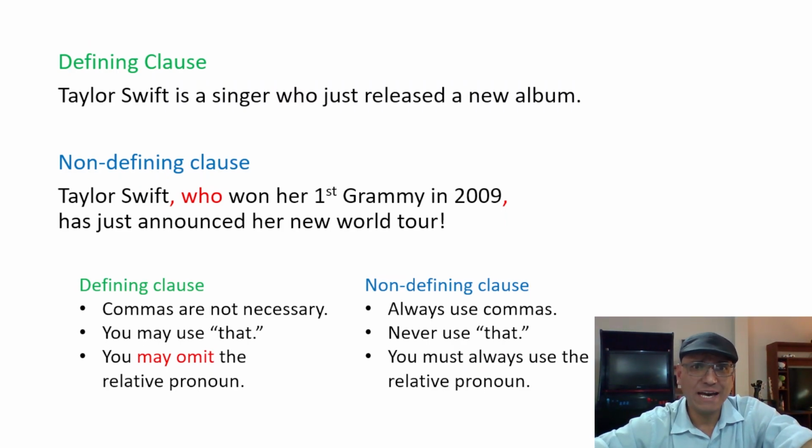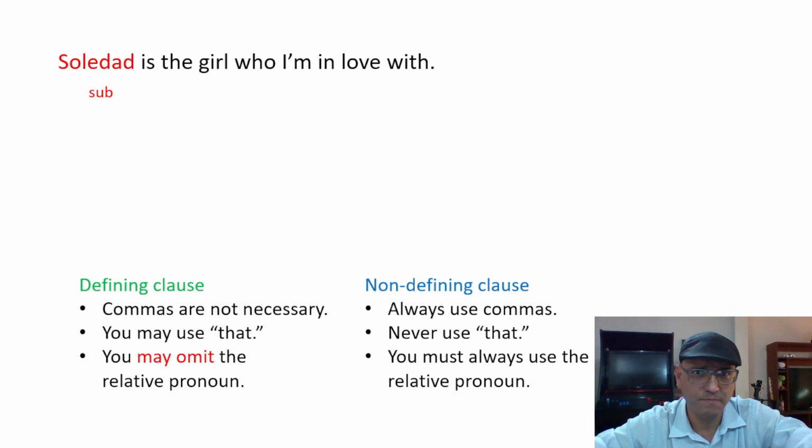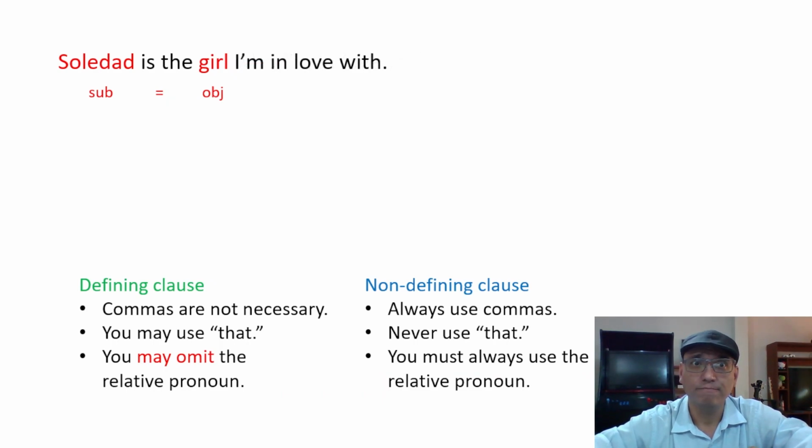So you could take out the relative pronoun, but this is where I might lose some of you guys, so let me explain in the simplest way possible, okay? Here's an example. Soledad is the girl who I'm in love with. The relative pronoun here is who. Now, Soledad is the subject. Now, the girl is the object. If the subject is the same as the object, then we can take out the relative pronoun. Soledad is the girl I'm in love with. You see?